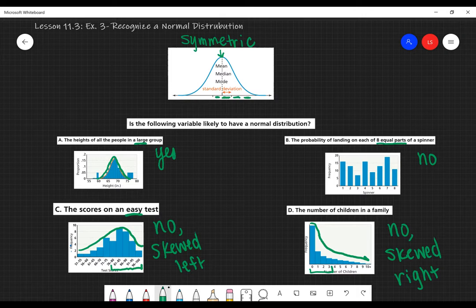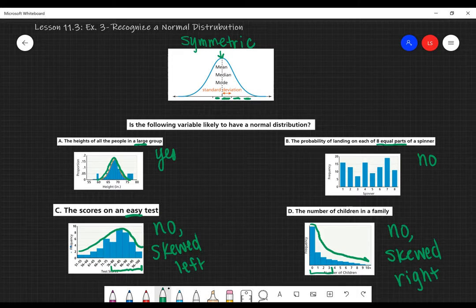So recognizing a normal distribution, we have to think about the scenario. We have to think about the average for that scenario. Go ahead and take a look at the example 3, try it. There are 2 more situations for you to consider and determine whether or not they will be normally distributed. So go ahead and do that now.